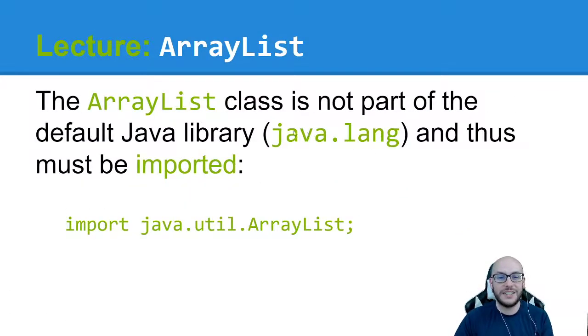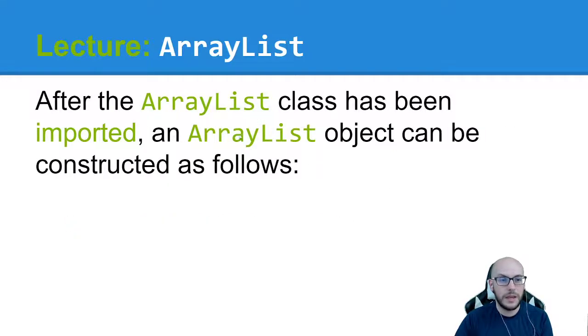The ArrayList class is not part of the default Java library, and thus we're going to have to import it. So our import statement is coming out of the util class. It's java.util.ArrayList, capital A, capital L, that does matter. After the ArrayList class has been imported, we can create an ArrayList object.